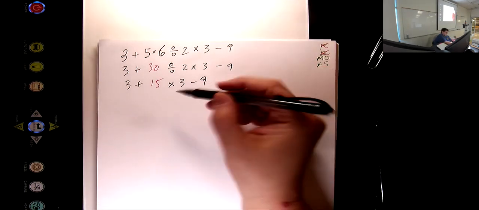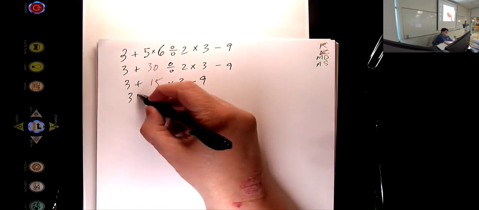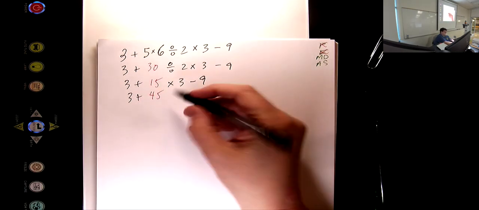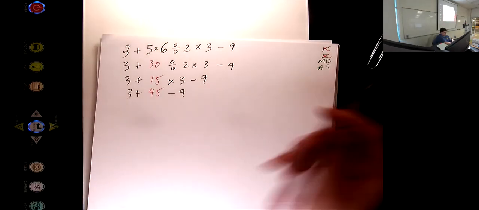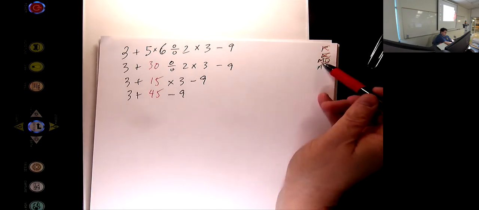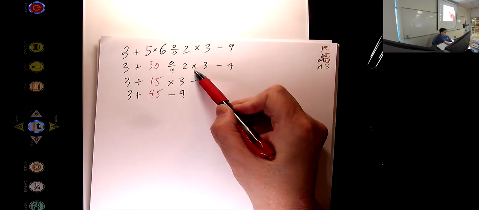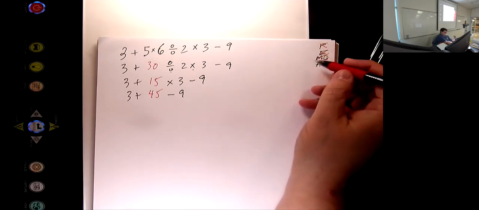Let's see, and then we still got more multiplication. So we've got 15 times 3, which if you work that out, is 45. And we have minus 9. And that's going to wrap up our multiplication and division. So even though it's multiplication and division, this division happened before this multiplication. Okay, it's important. Keep that in mind. Then we go to addition and subtraction.